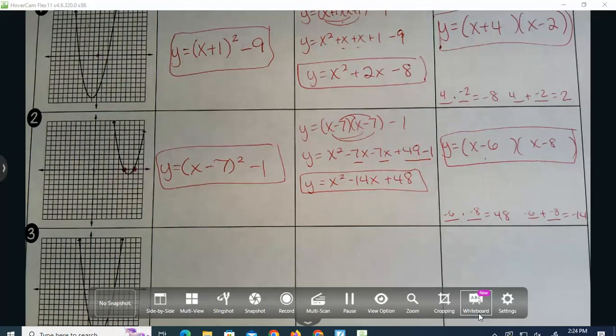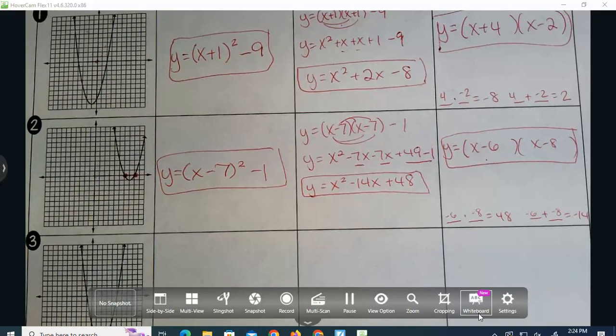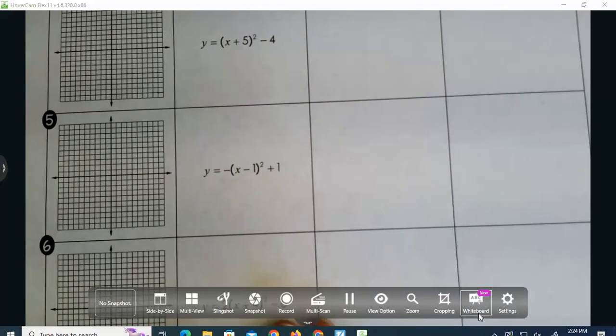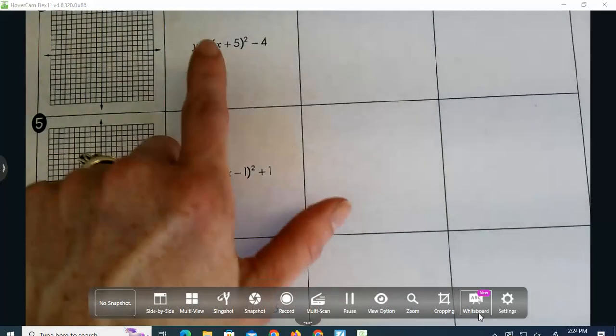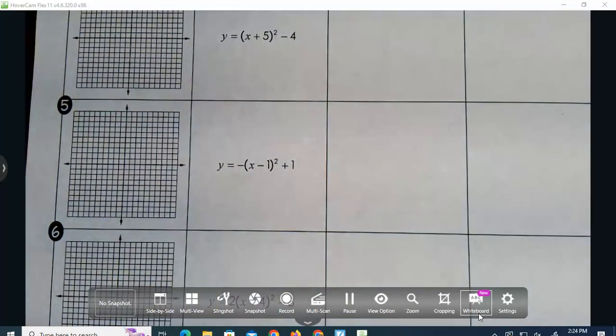All right, I want you guys to try one of these. Well, actually, I'll get started with you and then I might have you finish it. On number 5, I gave you the vertex form, and I want to see if we can create everything else from it.